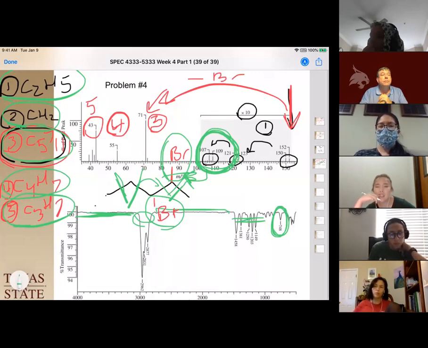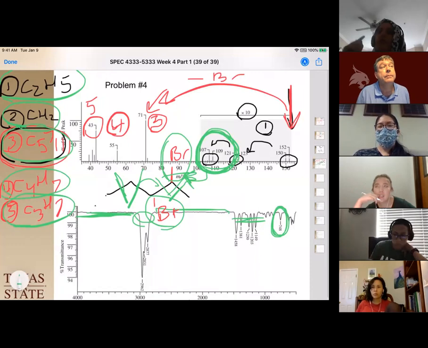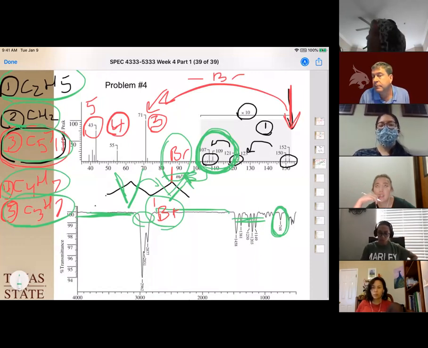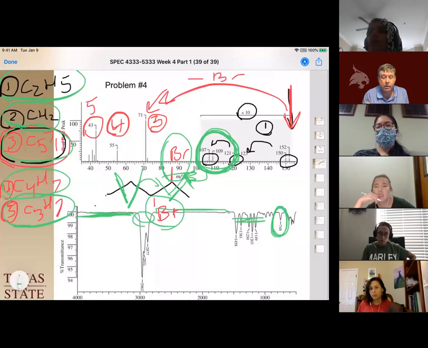Question? Yeah, if you apply the rule of 13, the carbon number is C4H11. So is it not possible that that chain is of 4 carbons?